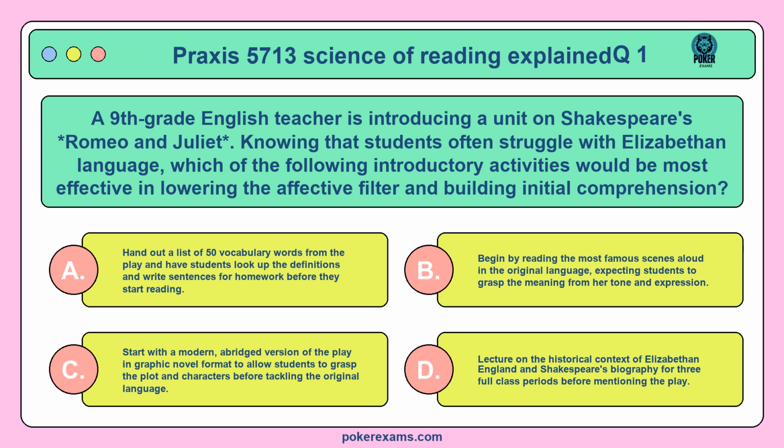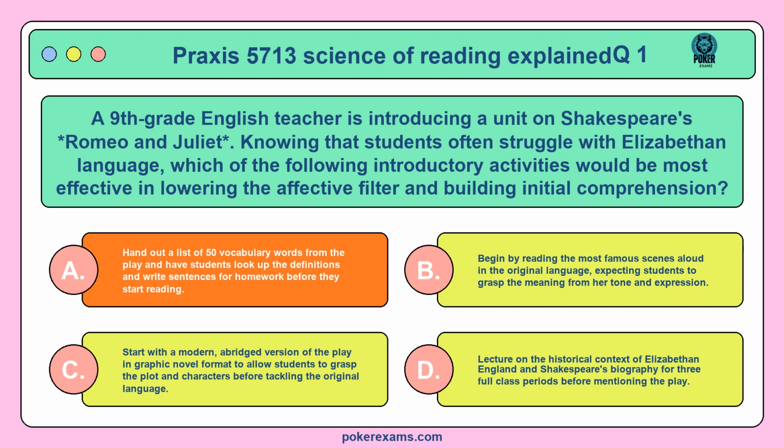Question 1. A ninth grade English teacher is introducing a unit on Shakespeare's Romeo and Juliet. Knowing that students often struggle with Elizabethan language, which of the following introductory activities would be most effective in lowering the affective filter and building initial comprehension? Option A. Hand out a list of 50 vocabulary words from the play and have students look up the definitions and write sentences for homework before they start reading.